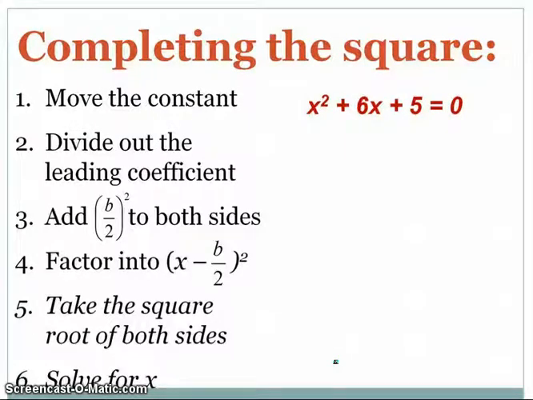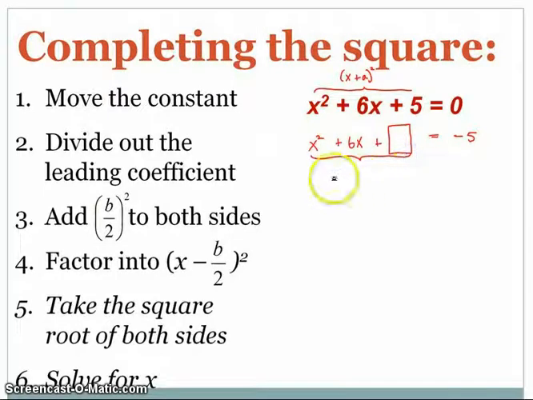To complete the square, we have to make the left and right hand side of the equations perfect squares. So this should look like this, but it doesn't right now. So what we want to do is we want to make it look like that. And the way we do that is we take x squared plus 6x, and I'm going to move this -5 to the opposite side of the equation. And the reason why I do that is because I make room to add something to the left side of the equation so that this becomes a perfect square.